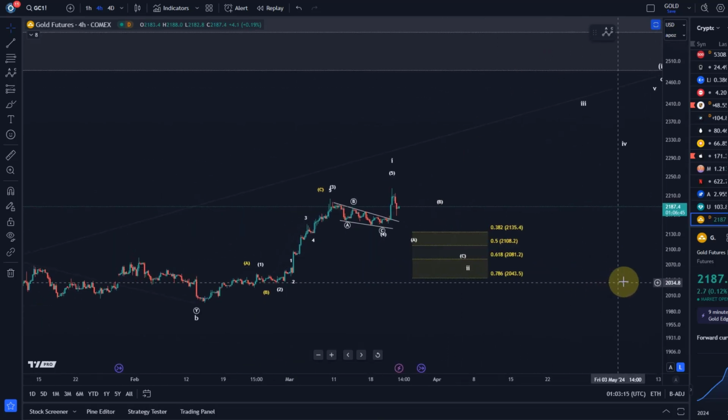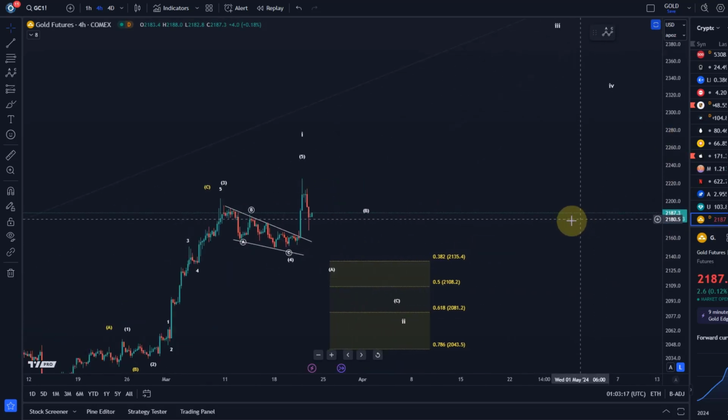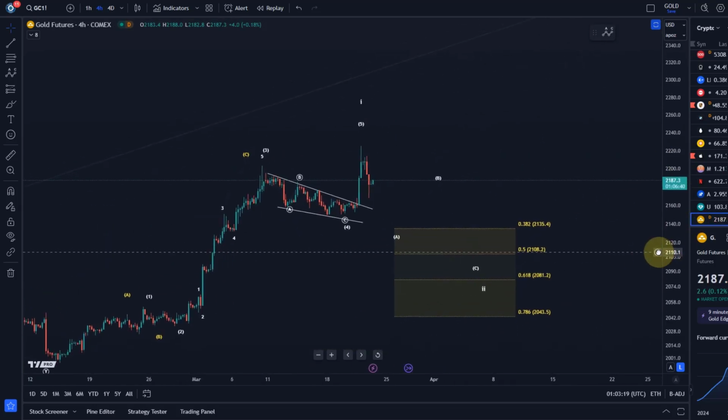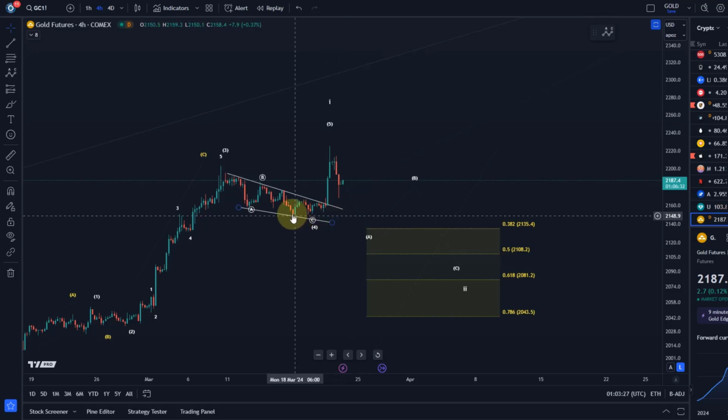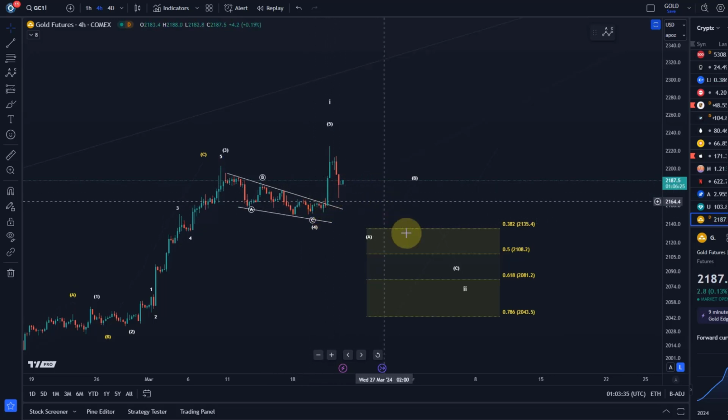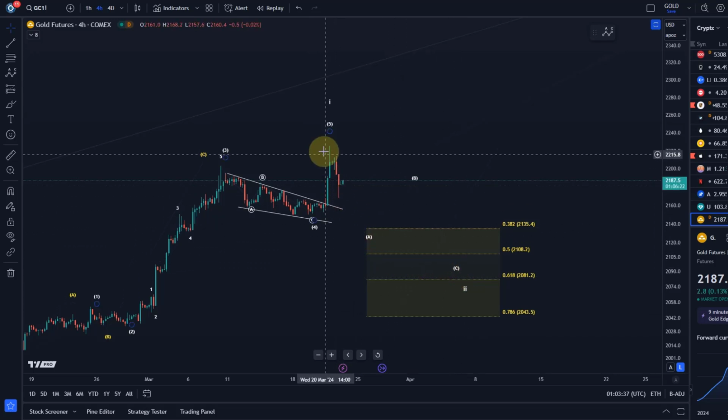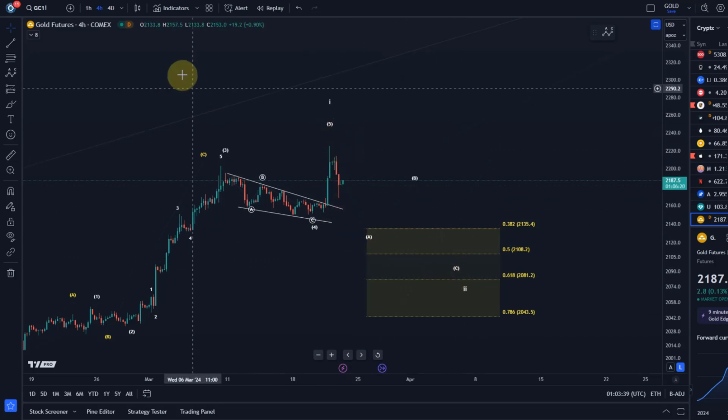So which level now needs to break to the downside to confirm that this wave 2 has started? I would really like to see a break below the $2,150 level, these previous swing lows there. And that would basically be good confirmation that the wave 2 has started. At the moment, we're likely just coming down in the A wave.